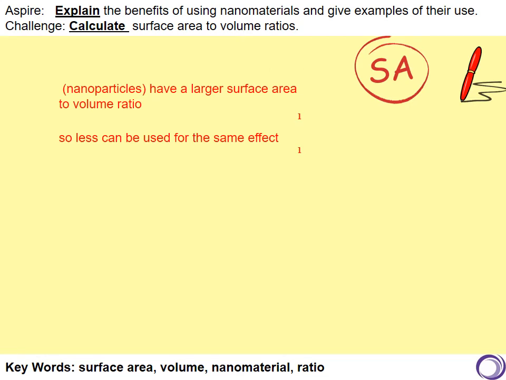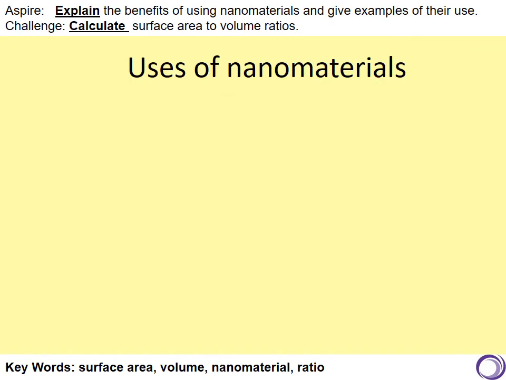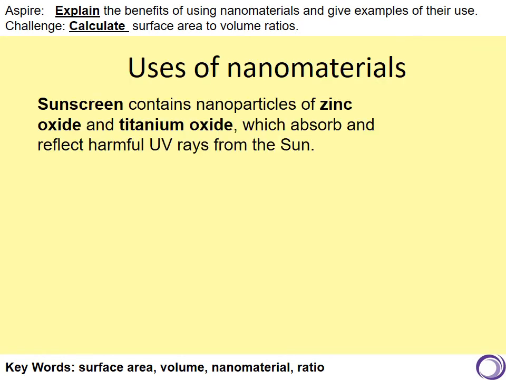Right, so what they wanted you to say were that nanoparticles have a larger surface area, so that means that you can use less of them for the same effect. So what other uses do we have of nanomaterials?